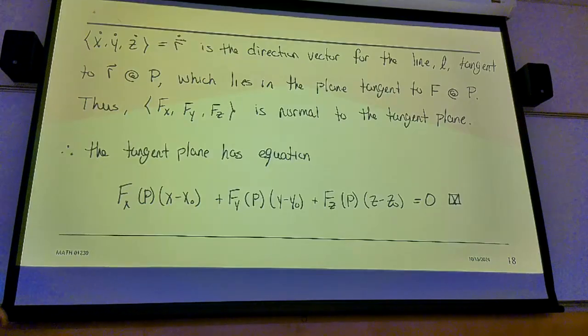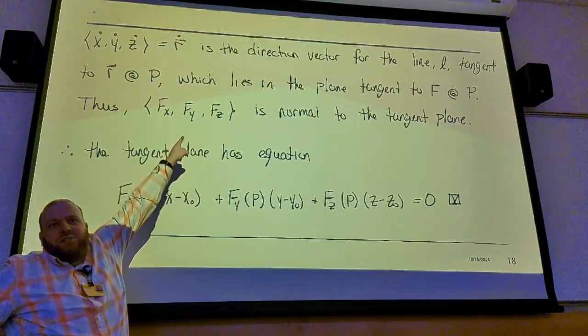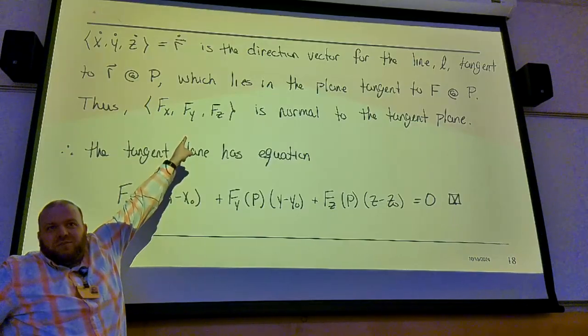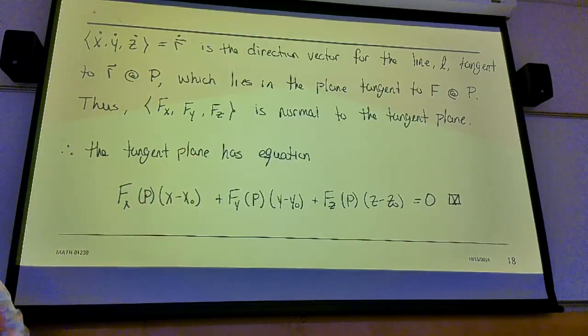Okay. Now it's just, remember how we found equations of planes? You needed two things. You needed a point in the plane, which we have, it's P. And you needed a vector normal to the plane, which we now have. Okay. Then that's the equation. And so we're done.